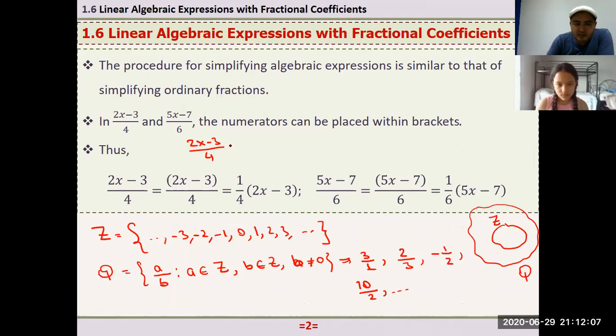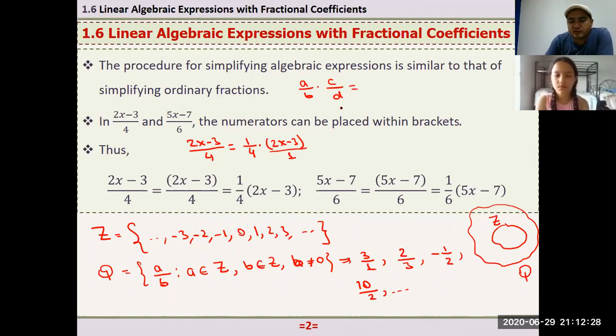I can do some manipulation on this. I can write it as 1 over 4 times 2x minus 3 over 1. Because if you remember, how do you multiply two fractions? A over b times c over d.